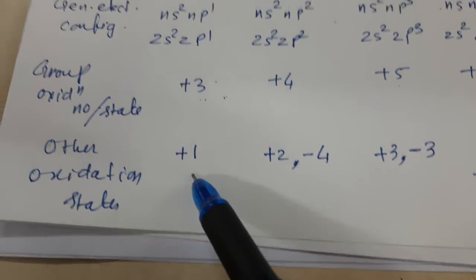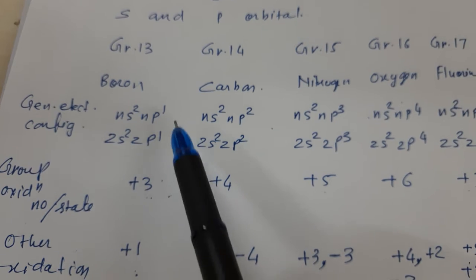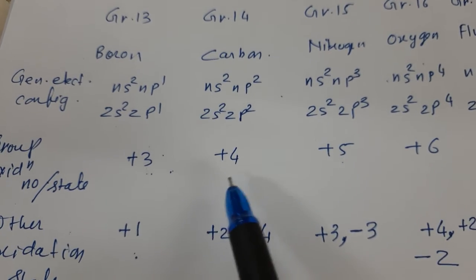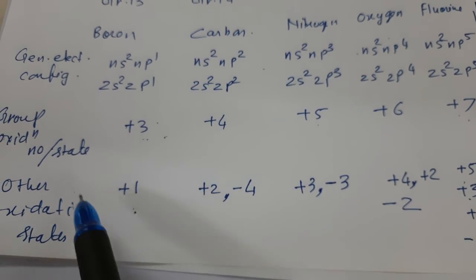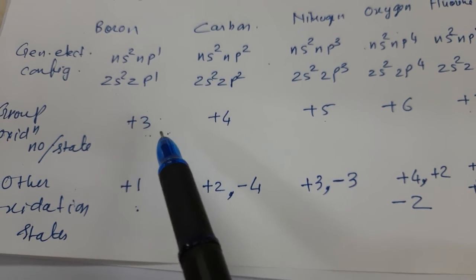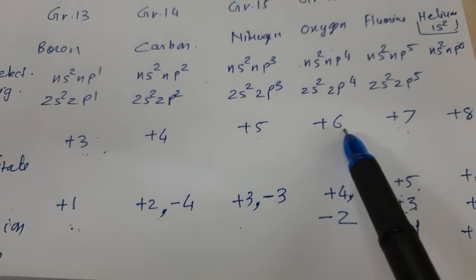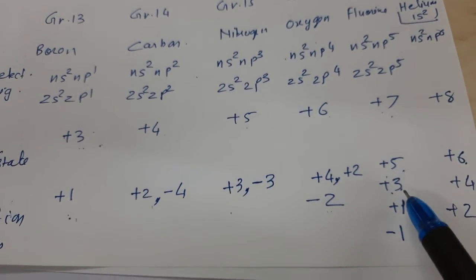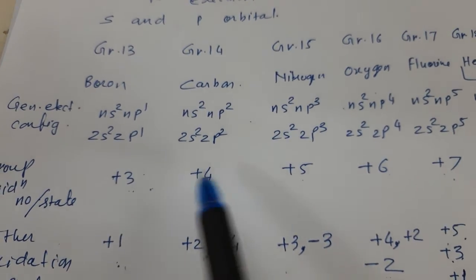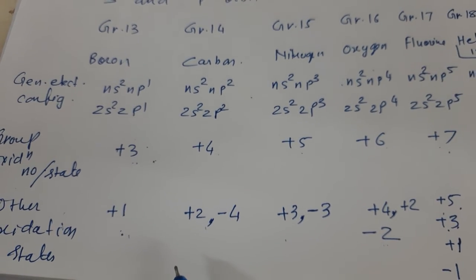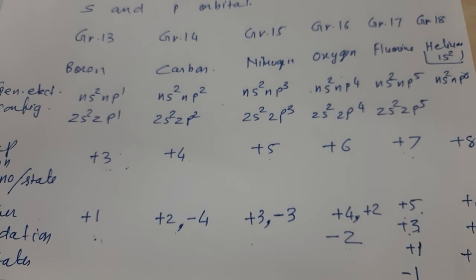So this effect gives the other oxidation state, and in the case of boron, carbon and nitrogen, the group oxidation state is the most stable oxidation state. Okay. Then comes another oxidation state, how we have calculated, that is from the inert pair effect: 3 minus 2 is 1, 4 minus 2 is 2, +5 minus 2 is +3, +6 minus 2 is +4, 7 minus 2 is 5, and 8 minus 2 is 6, and they also come in different oxidation states. So these are the different oxidation states and group oxidation state of the p block elements.